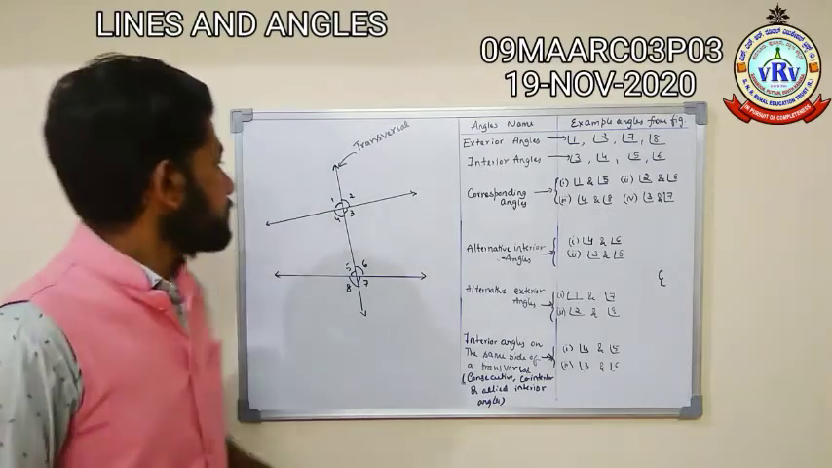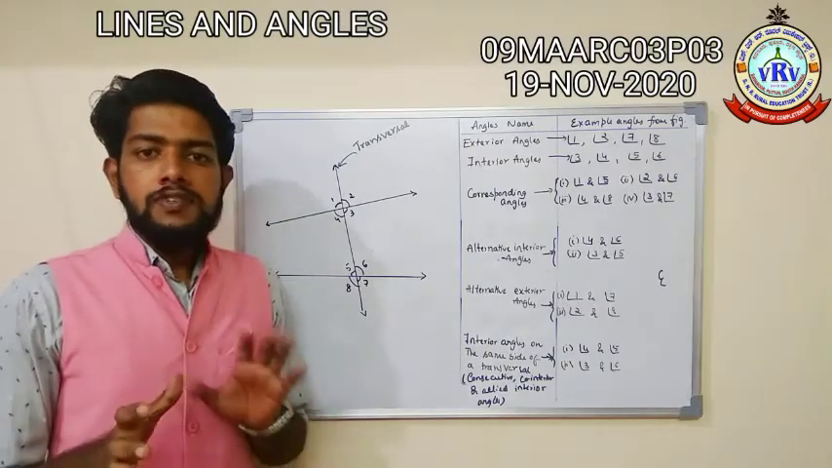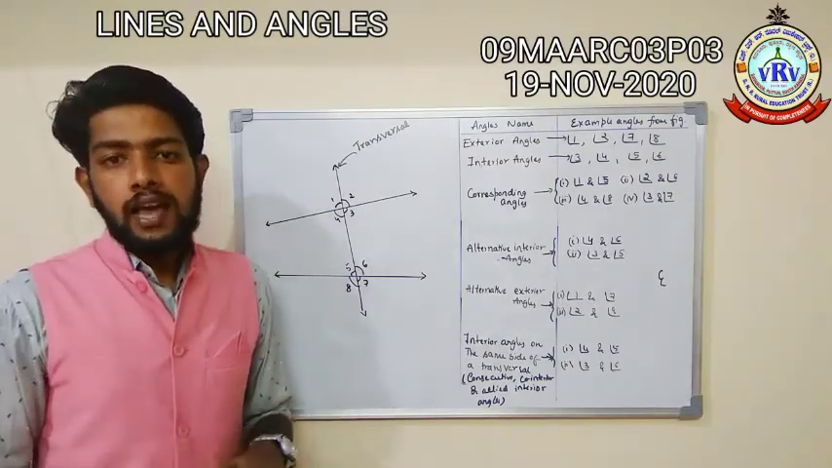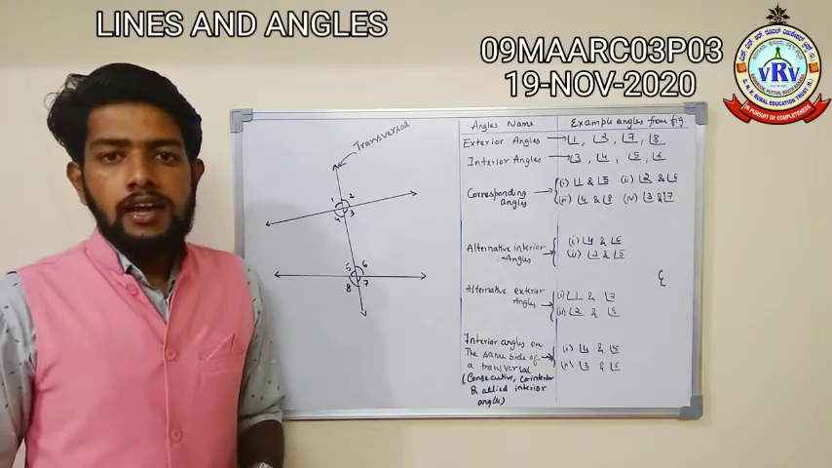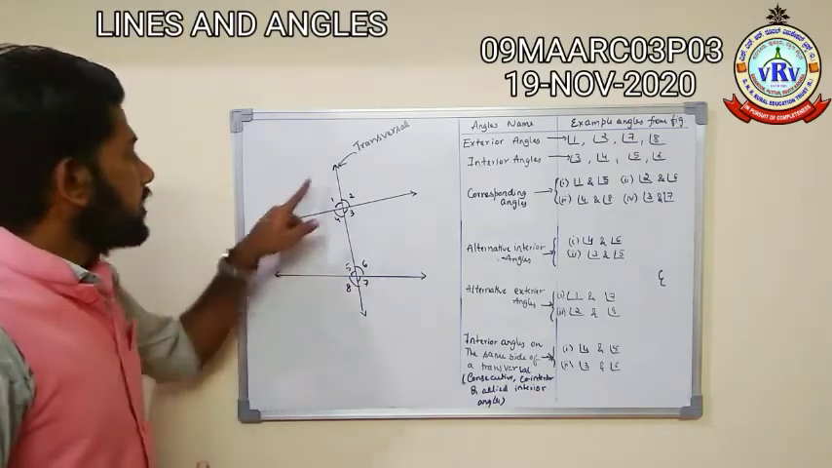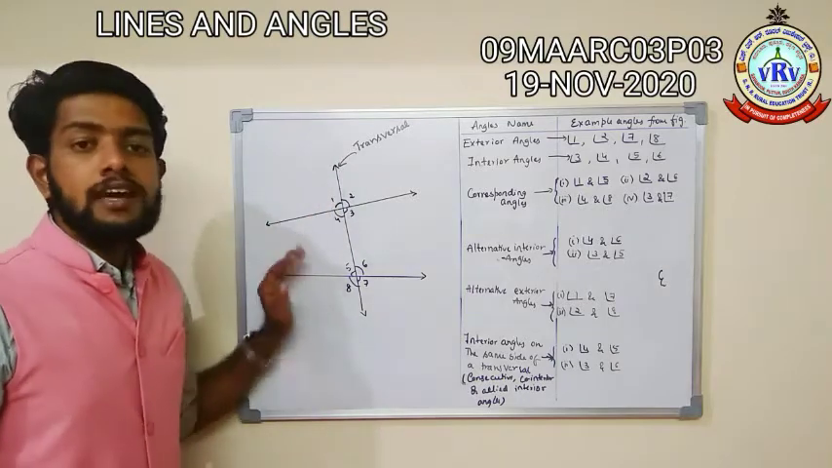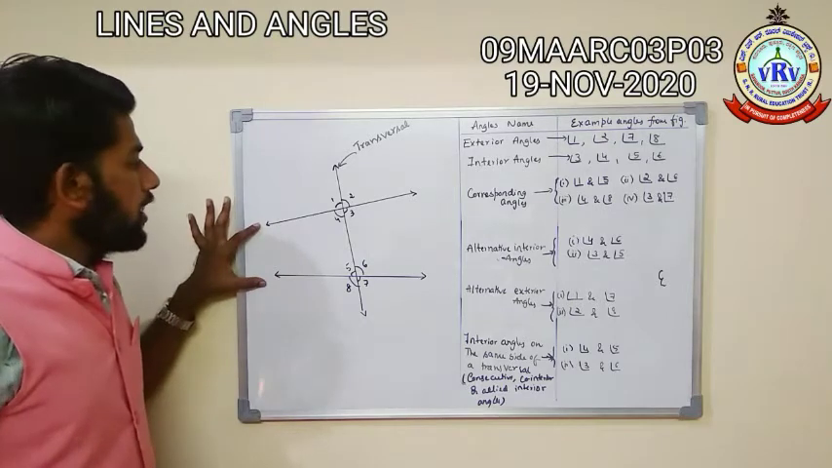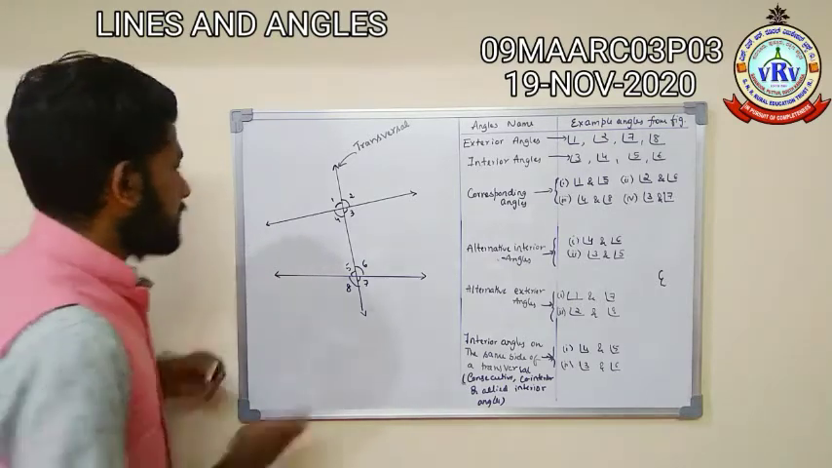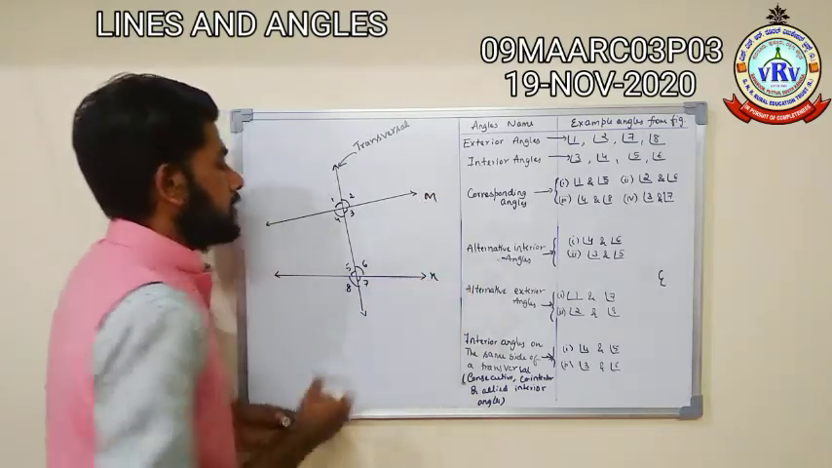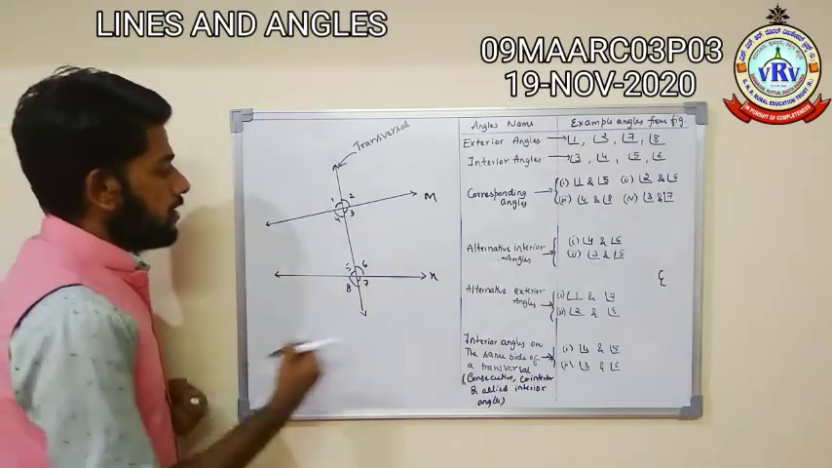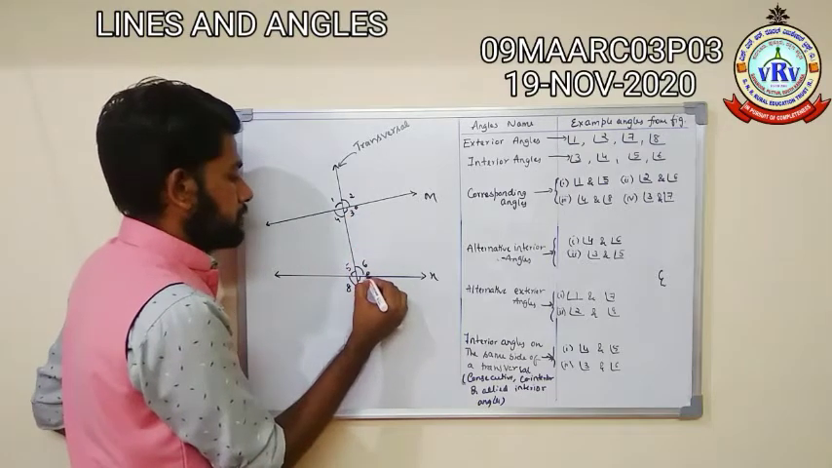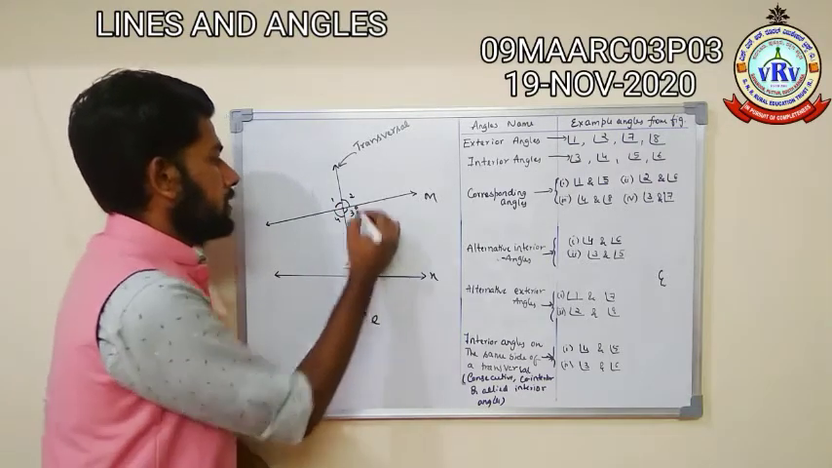Transversal is a line which passes through two or more lines at a time at distinct points. So imagine these are lines M and N, and transversal L passes through these lines at points O and P.